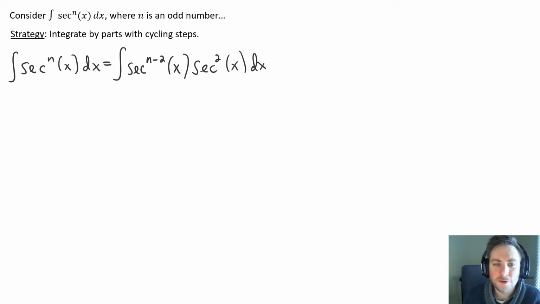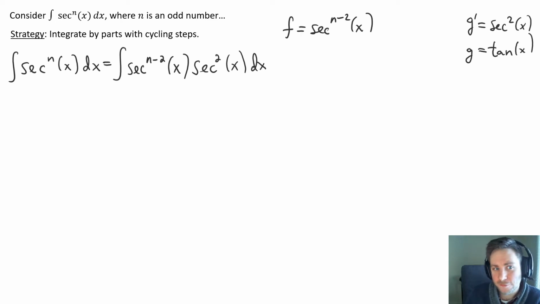Now, the reason I want to form secant squared is because it makes a really nice choice of g prime. And that's because secant squared has a really easy antiderivative. It's just tan x. So that's what we'll use as g. That means for f, we need to use this other factor. So let's differentiate this to form f prime.